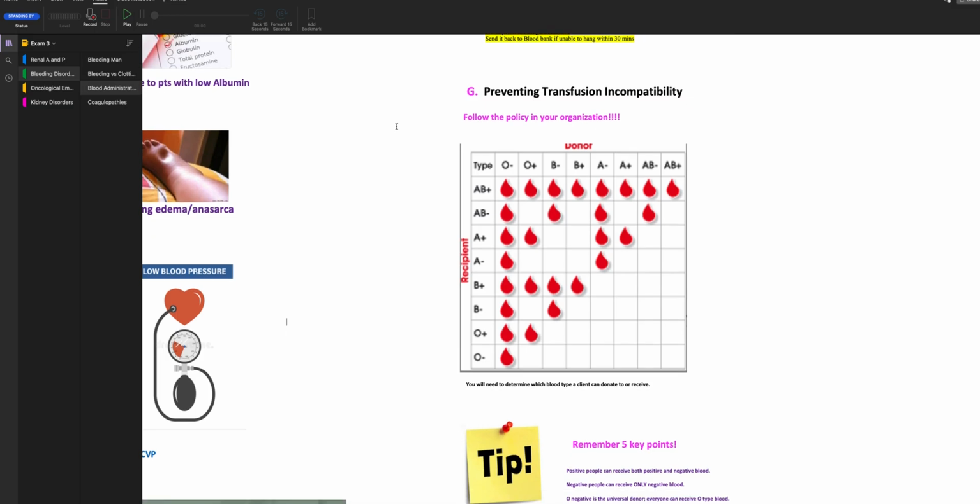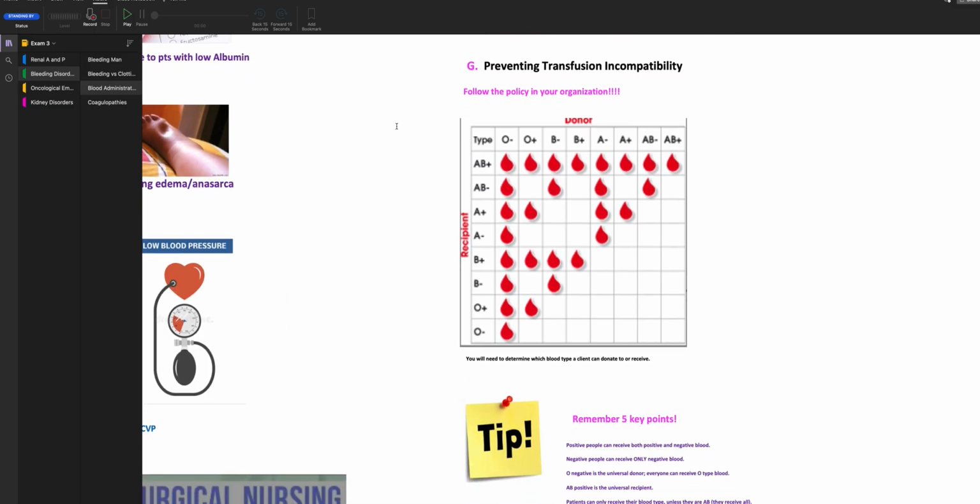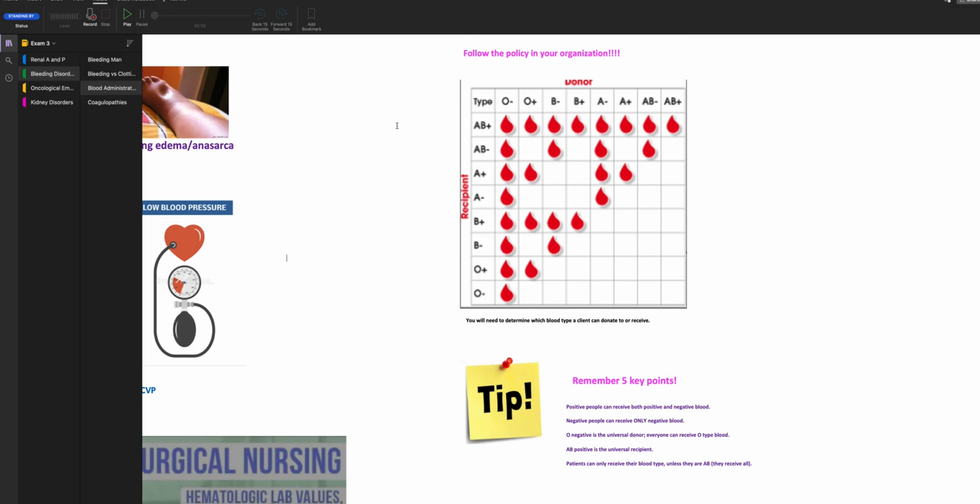Okay, so you're going to have to know who can get what blood from the blood type. So remember these key points. Positive people can get both positive and negative blood. Rh negative people can only get negative blood. O negative is the universal donor, so everybody can receive O negative blood. AB positive is the universal recipient. So AB positive people can get any type of blood.